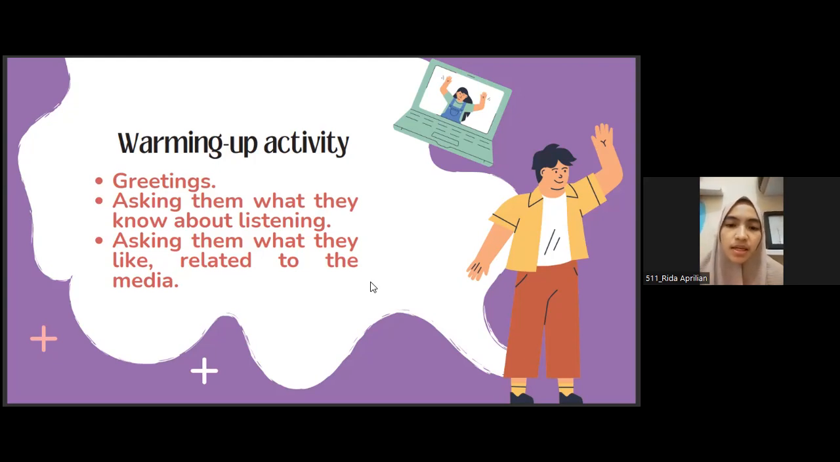And then the teacher asks the students what they like related to the media. The teachers can ask the students what media they like, so the teachers can align learning with what they like. Maybe they like only audio, or audio with animation, or whatever media they like.